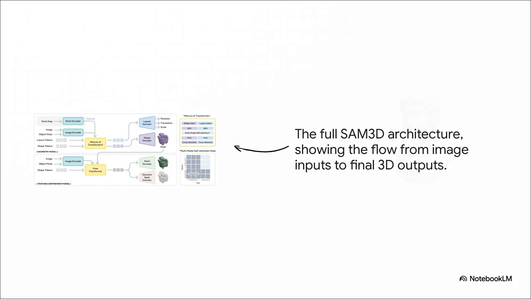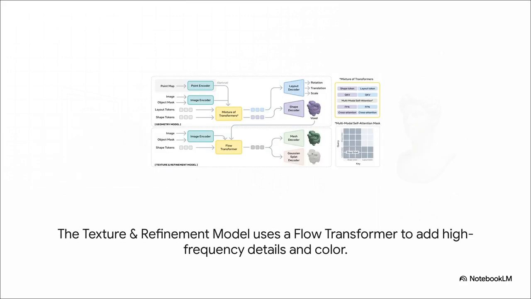This is super important because an object's shape and its position are obviously deeply connected. Okay, so once that first stage spits out its rough 3D shape, you can think of it like a low-res 3D pixel grid. That gets passed down to the bottom half, the texture and refinement model. This part uses a different kind of transformer to add all the high-resolution details and paint on the texture, giving us that final, beautiful 3D object.